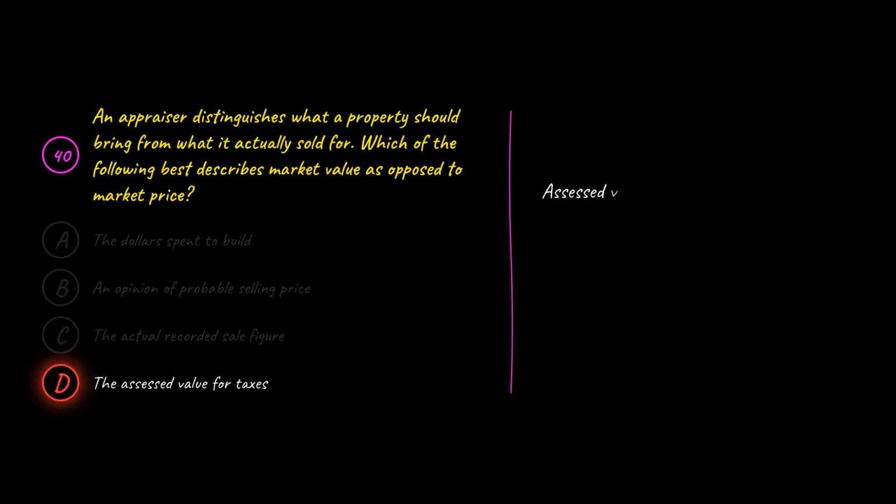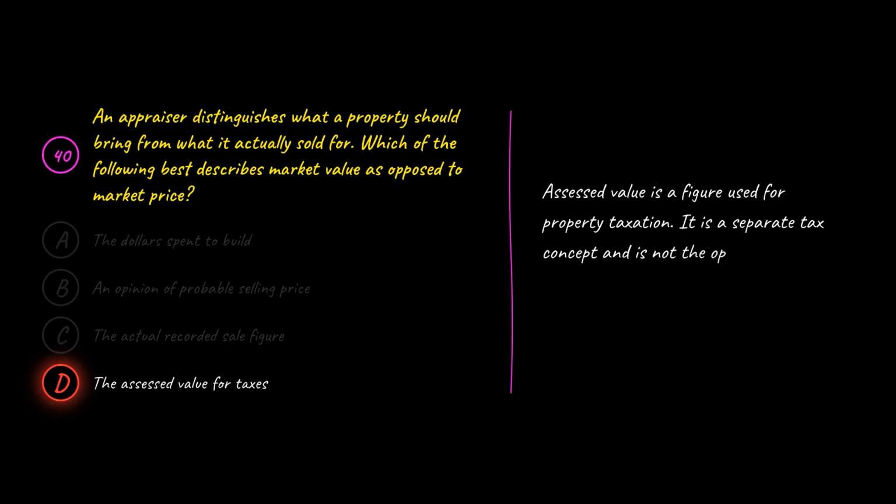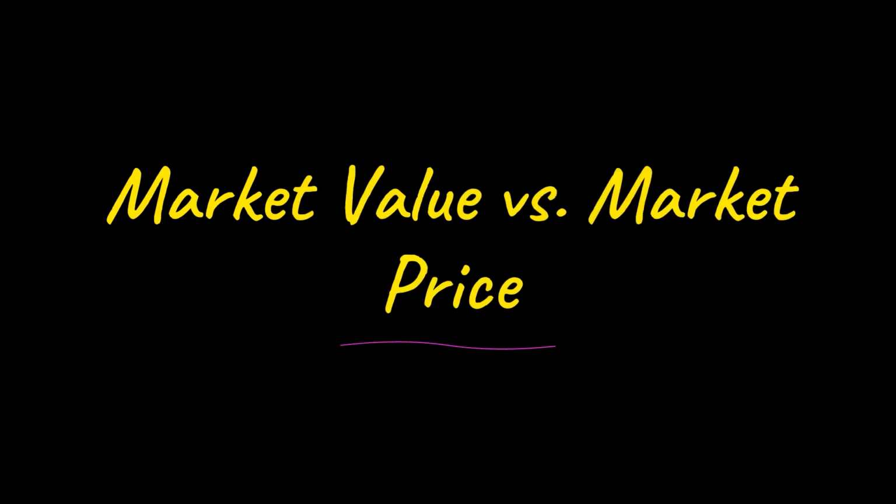D is wrong because assessed value is a figure used for property taxation. It is a separate tax concept and is not the open market opinion of probable selling price that defines market value. Two terms that sound nearly identical are actually measuring completely different things.